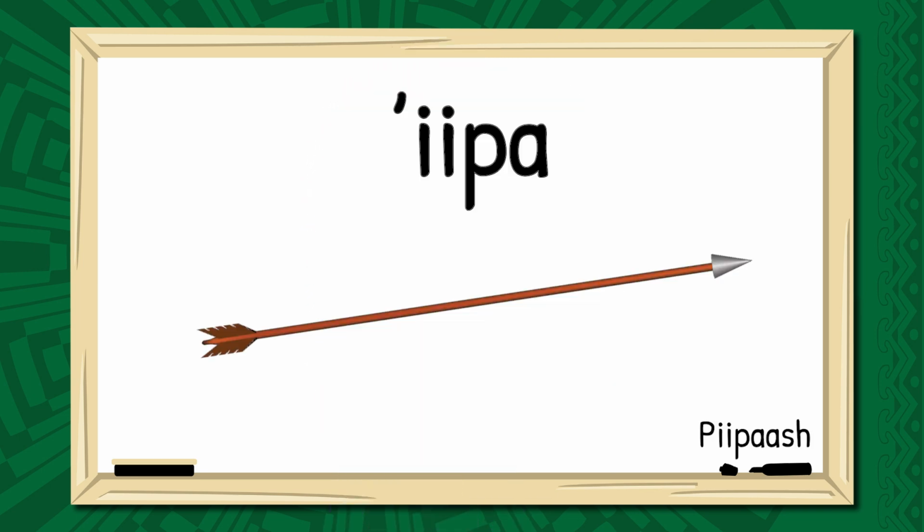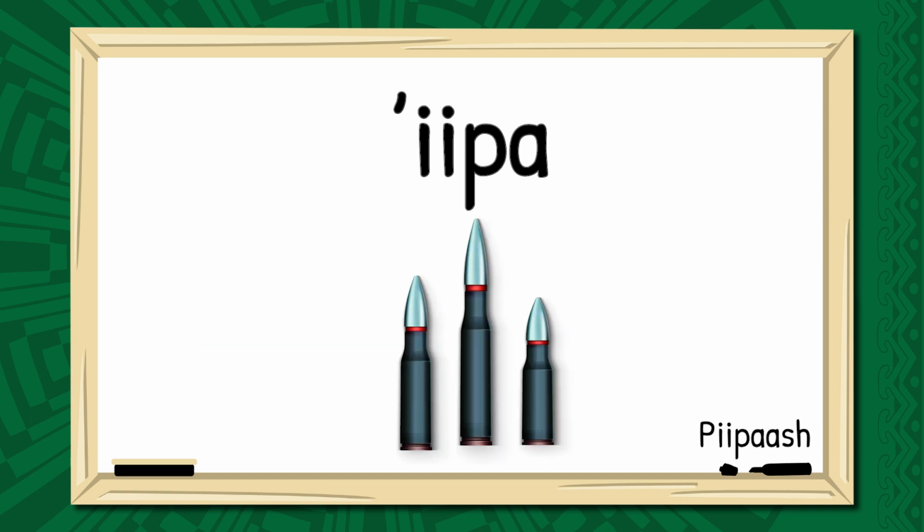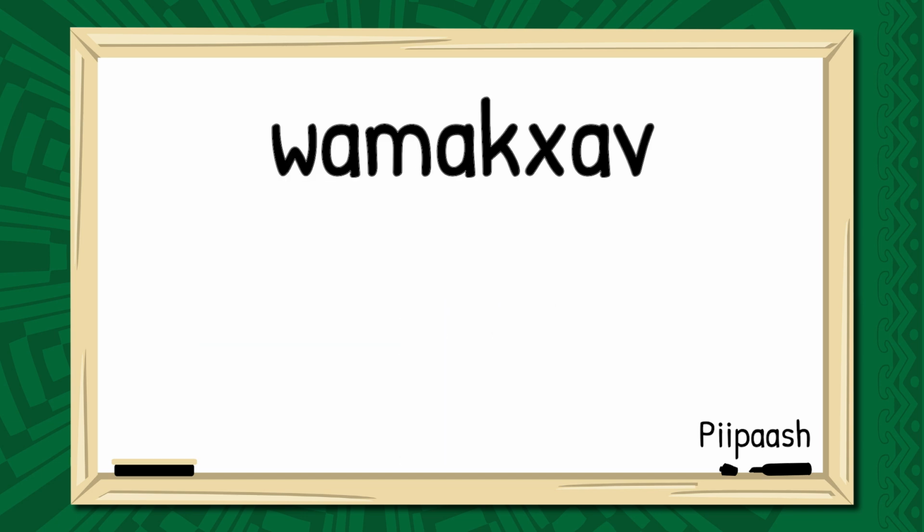Yes, here's another example that's pretty straightforward. The Piipaash word for arrow is ipa. The meaning of this word expanded to include bullets when they were introduced. The Piipaash word wamakhav originally meant breechcloth. The meaning of this word expanded to include a diaper. Today, diapers are more common than breechcloths, so most people think of diaper when they hear this word, but it still means breechcloth too. Can you think of any more Piipaash examples that may not be so obvious?